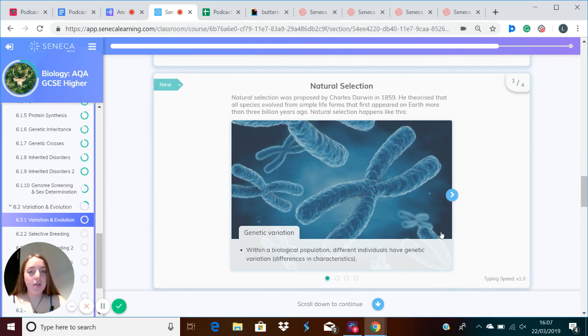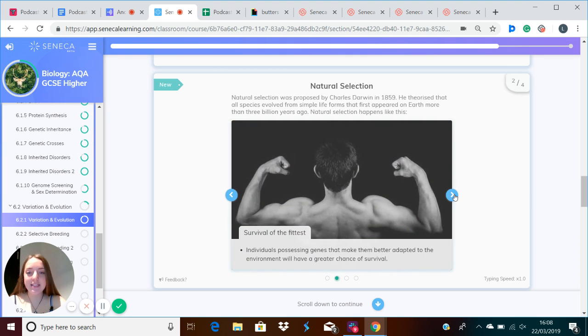Natural selection was proposed by Charles Darwin in 1859. He theorized that all species evolved from simple life forms that first appeared on Earth more than 3 billion years ago. Natural selection happens like this. Within a biological population, different individuals have genetic variation, which is differences in their genetic characteristics. Individuals possessing genes that make them better adapted to the environment will have a greater chance of survival. We call this survival of the fittest.